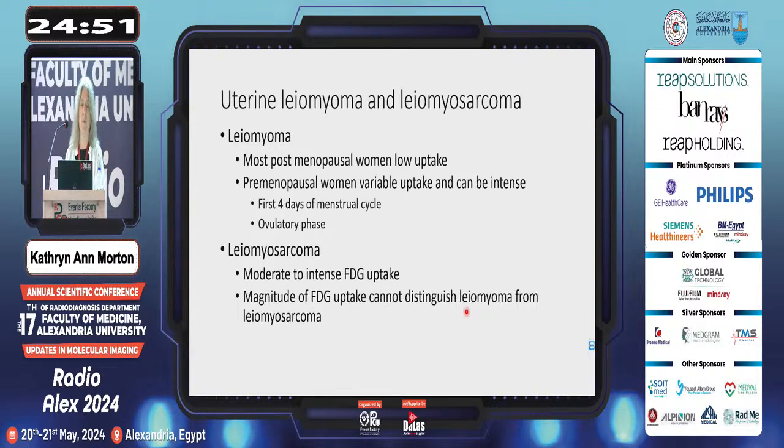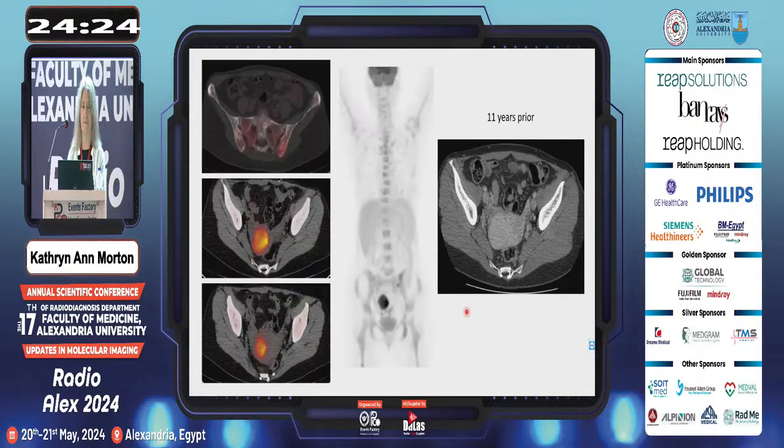Leiomyomas or fibroids in postmenopausal women tend to be low in uptake. In premenopausal women, as I mentioned before, they can be variable in uptake and often intense, and are often seen during the first 4 days of the menstrual cycle, during the ovulatory phase. Leiomyosarcomas are moderate to intense in FDG uptake, and the magnitude of uptake cannot distinguish between leiomyomas and leiomyosarcomas. So this is an example of a patient with breast cancer. She's got multiple bone metastases, and she had this intensely hypermetabolic mass within her uterus, which we were concerned about. But if you go back 11 years previously and look at her CT scan, this was present then. And this was simply a large fibroid, but boy, is it a hot one.